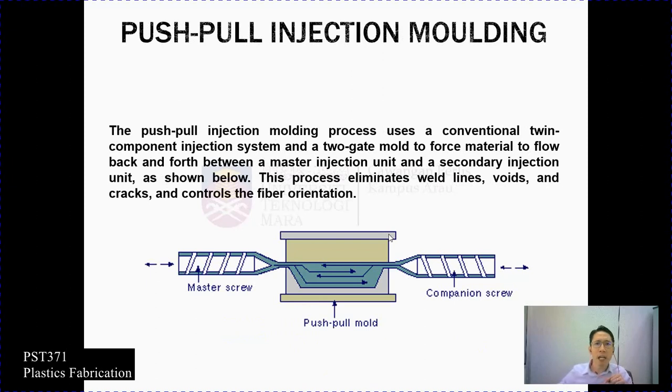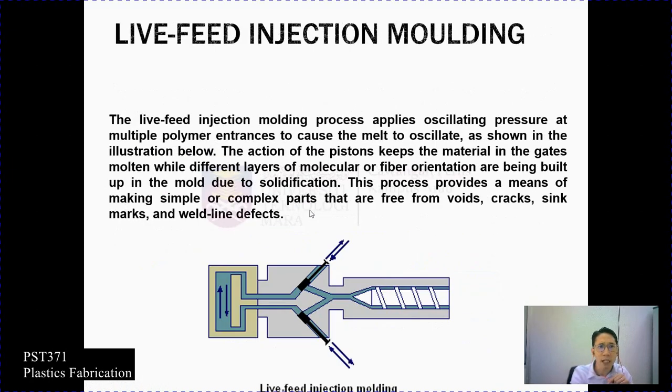And then we have push-pull injection molding. Okay, the push-pull injection molding process uses a conventional two-component injection system and a two-gate mold to force melt to flow back and forth between the master injection and a secondary injection as shown below. This process eliminates weld lines, voids, cracks, contour, and fiber orientation. Okay, this push-pull injection molding is slightly similar to live feed injection molding.